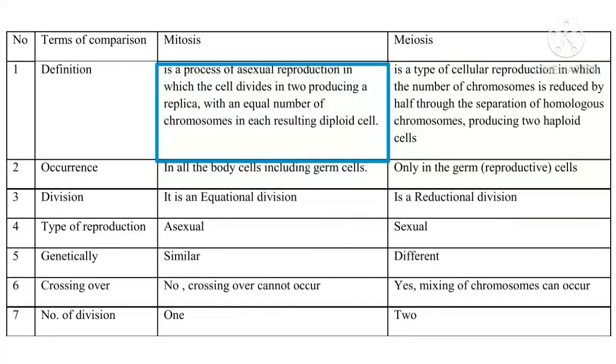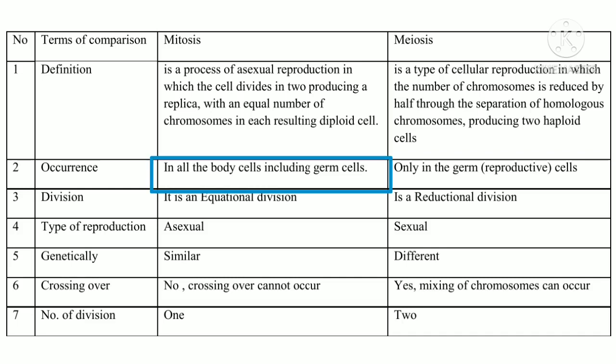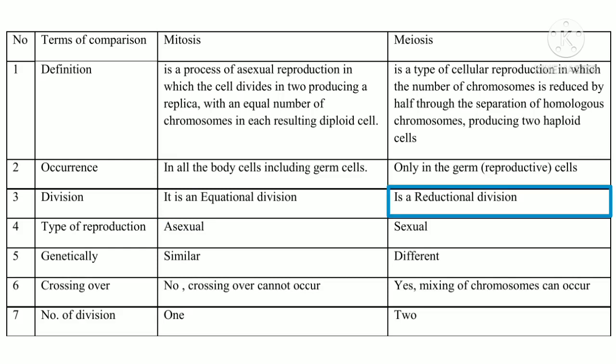Mitosis is a process of asexual reproduction in which the cell divides into two, producing replicas with an equal number of chromosomes in each resulting diploid cell. Whereas meiosis is a type of cellular reproduction in which the number of chromosomes is reduced by half through the separation of homologous chromosomes, producing haploid cells. Mitosis occurs in all body cells, including germ cells, whereas meiosis only occurs in a germ cell or reproductive cell. Mitosis is an equational division, whereas meiosis is a reductional division.